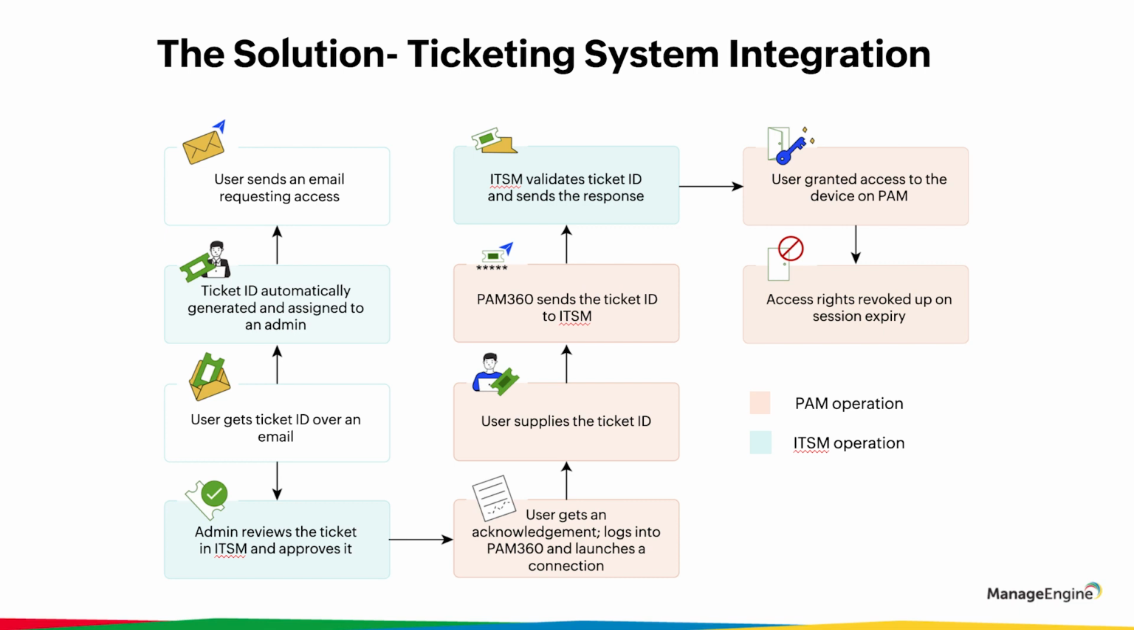Now, the user has the ticket ID which he received over email. All he needs to do is supply the ticket ID to get access to the particular machine. When the user supplies the ticket ID in PAM360, we send the ticket ID to the ITSM tool, which is your Service Desk Plus tool, and validate whether it is a valid ticket ID, and provide access only if it is valid. Suppose the user's ticket ID is number 9, and the user tries to provide number 10. It is not going to accept the ticket. It is going to throw an error stating that the ticket is not valid. So this is how the ticket validation happens.